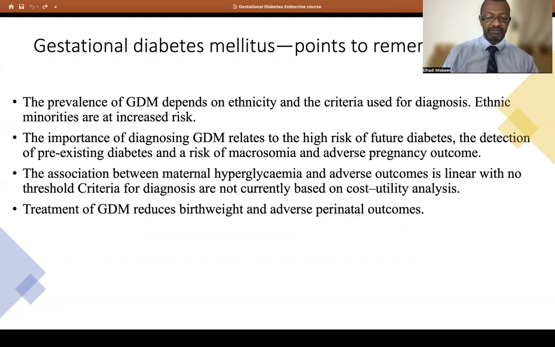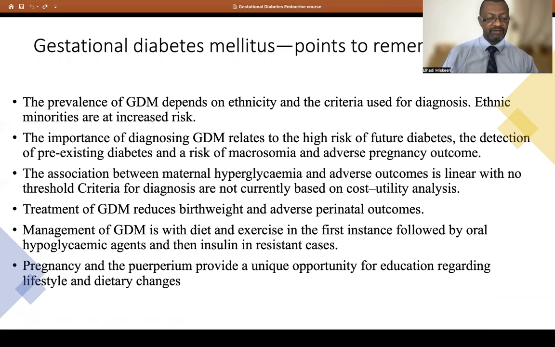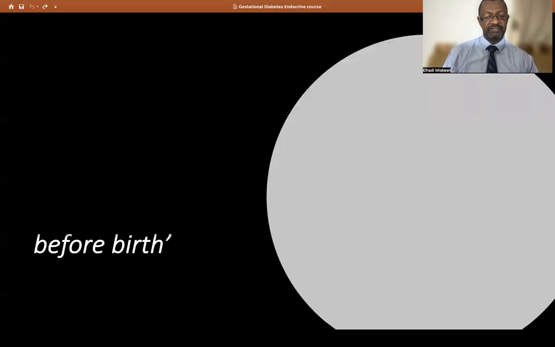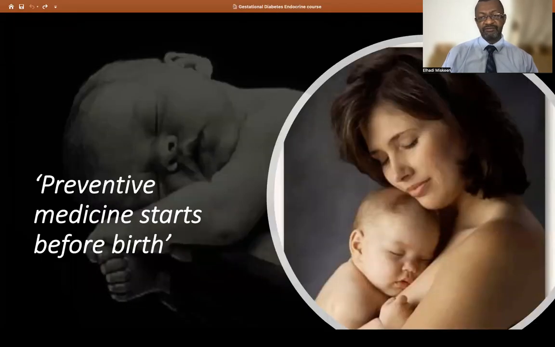Treatment of GDM reduces birth weight and adverse perinatal outcomes, and the management of GDM is with diet and exercise in the first instance, followed by oral hypoglycemic agents, and then insulin in resistant cases. Pregnancy and the puerperium provide a unique opportunity for education regarding lifestyle and dietary changes. We can conclude that preventive medicine starts before pregnancy, and we advise every woman to receive preconception care.